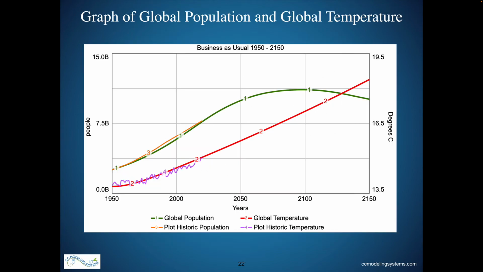This graph contains the global population, green, and the global temperature, red, graphs from 1950 to 2150 produced by the model. The light yellow graph from 1950 to 2020 is the historical global population, and the jagged purple graph is the historical global temperature from 1950 to 2020. This grid shows the UN global population projections for 2050 and 2100 and the IPCC projection for global temperature for 2040. The model captures these projections well. The shape of the dimensionless multipliers allowed me to capture these projection values reasonably well.